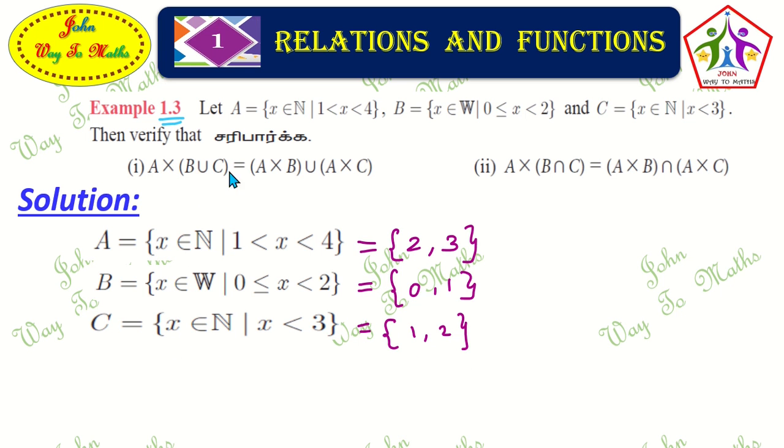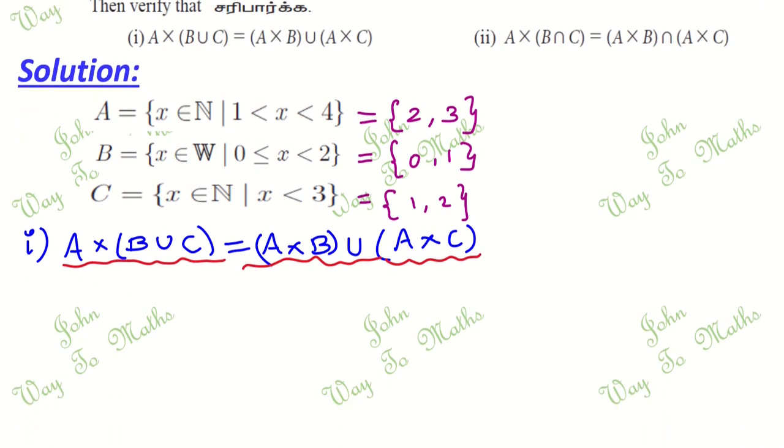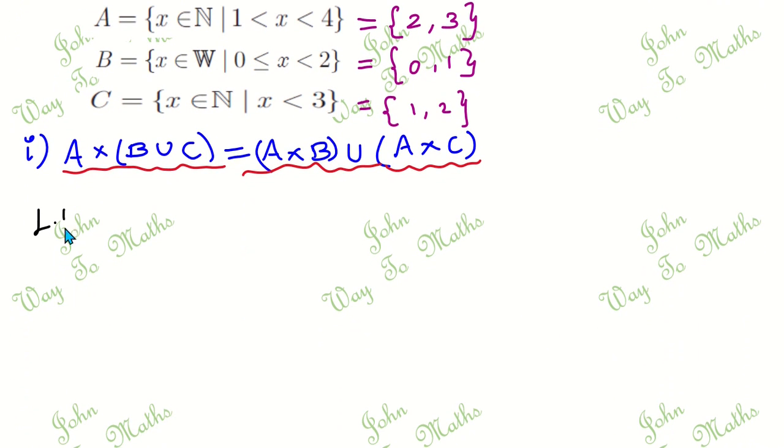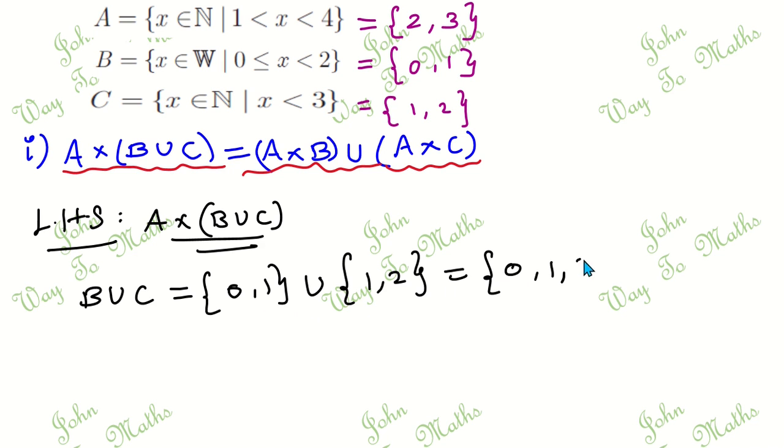So next I am going to prove the first result. The first result becomes A cross (B union C) is equal to (A cross B) union (A cross C). So first I am going to choose LHS. LHS is equal to A cross (B union C). So first I am going to find B union C. So set B becomes 0, 1, union set C becomes 1, 2. So I'm going to find the union. The union set becomes 0, 1, 2.